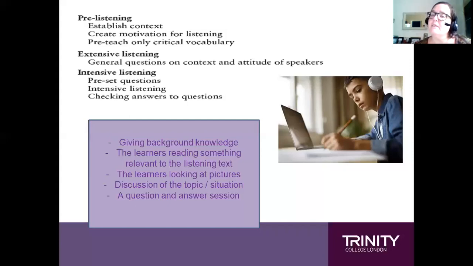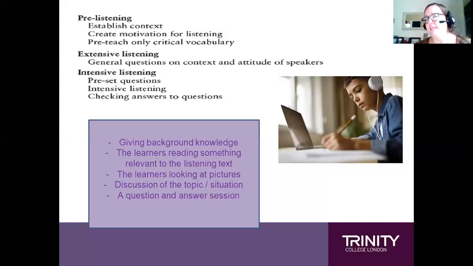Why not? It's a good idea. You would be integrating two skills, and that's always a very good idea. They might be reading something before they listen. Looking at pictures is one of my favorites. That's how you would be integrating speaking and listening. And definitely engaging students in some kind of discussion regarding the topic.